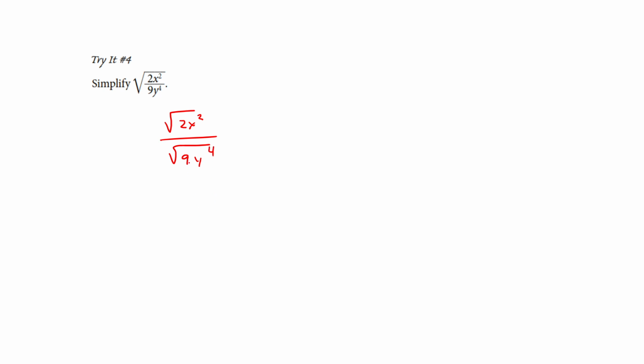Now on the bottom, I've got perfect squares. That's 3y to the second. On the top, the x to the second is a perfect square, so I could bring out an x, but that 2 can't come out.